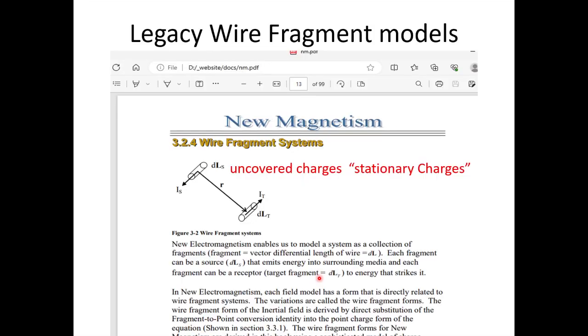Now, in the old paper, New Electromagnetism, which is 25 years old now, we came up with this wire fragment system. But in there, instead of calling them uncovered charges, we called them stationary charges, which is kind of a misnomer because if the wire fragment is in motion, they're no longer stationary. But if you go back and look at that paper, that is the terminology used, and it's almost the same. There are a lot of improvements with the new wire fragment system.